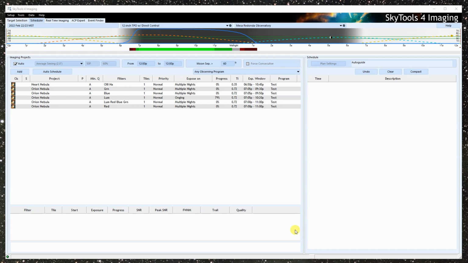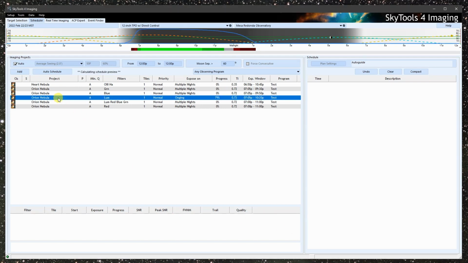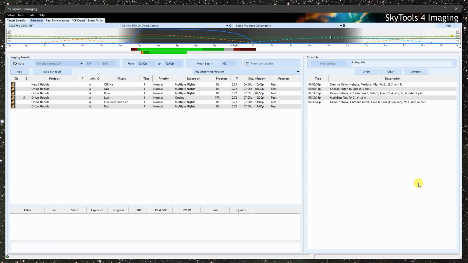So the first question I have, let's look at the luminance filter here, is why is this not starting at the beginning of the A period? There's a gap there. What's going on there? It seems like something's broken. Well, let's go ahead and schedule that.